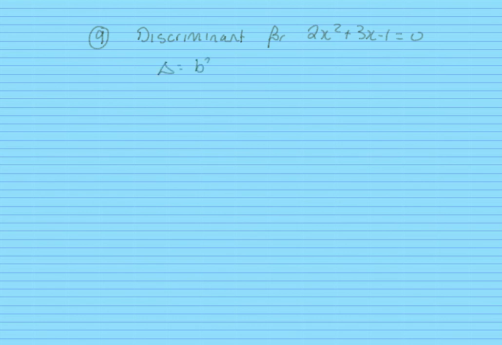Okay, question 9 says, find the value of the discriminant for the equation given. Now, we know that the discriminant is often called delta, and it's b squared minus 4ac. So my a is 2, my b is 3, my c is negative 1. So I'm just going to put those numbers into the formula, and I get 9 minus negative 8. So delta is 17. And I don't have to interpret that at all, so it's just answer E.